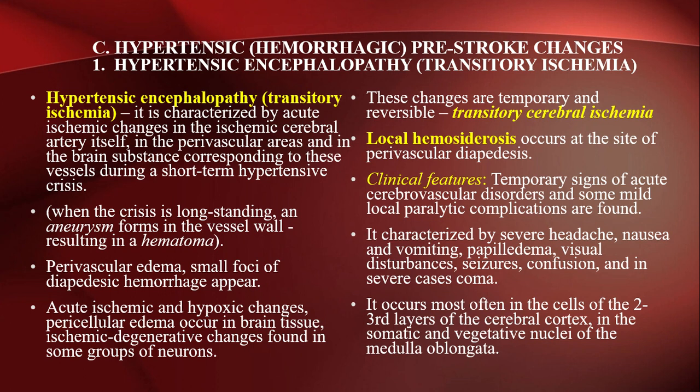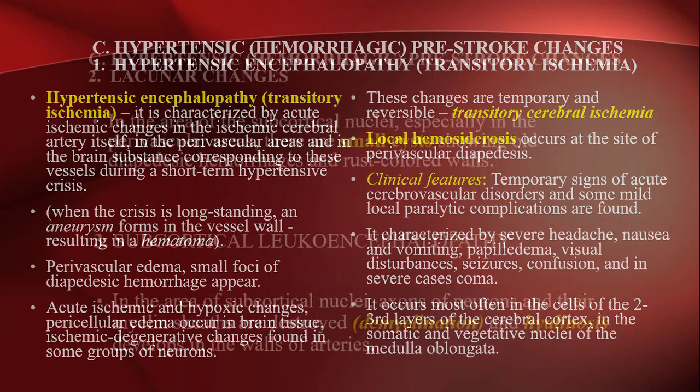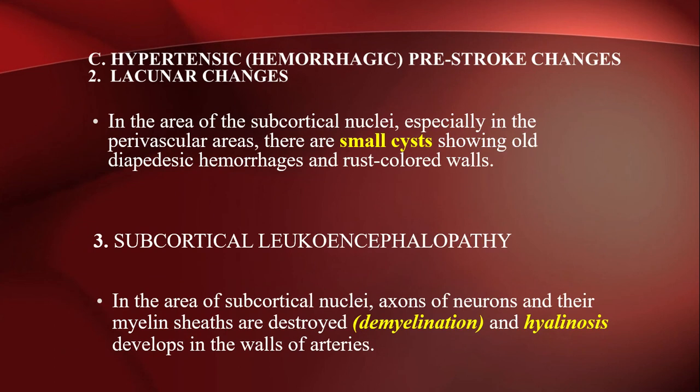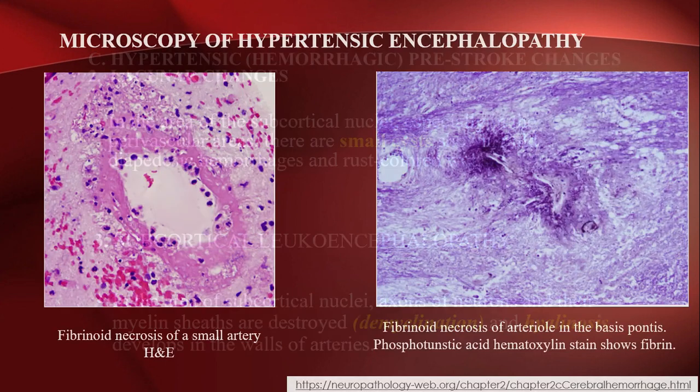It occurs most often in the cells of the second and third layers of the cerebral cortex, in the somatic and vegetative nuclei of the medulla oblongata. Lacunar change in the area of the subcortical nuclei, especially in the perivascular areas. There are small cysts showing old diapedetic hemorrhage and rust-colored walls. Subcortical leukoencephalopathy. In the area of subcortical nuclei, axons of neurons and their myelin sheaths are destroyed, and hyalinosis develops in the wall of arteries.